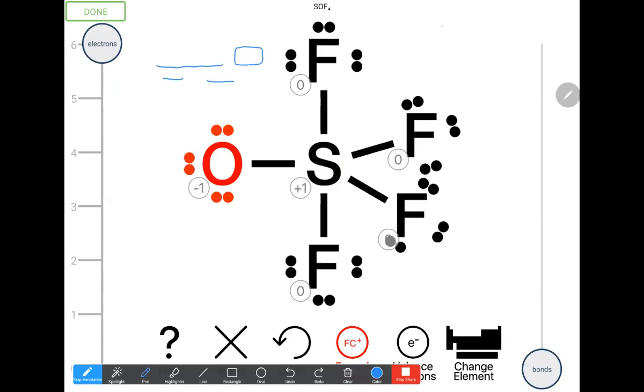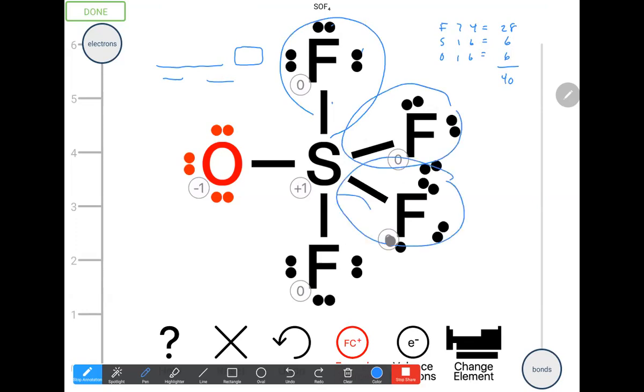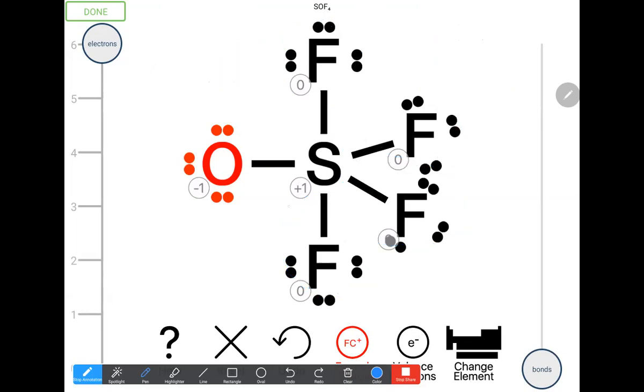We've got 4 fluorines, which bring 7 each, and there's 4 of them. That's 28. Sulfur, there's 1. So what, 34, 40. So we've got 4 groups of 8, which is 32, plus 2, 4, 6, 8, so 40. So we're at 40. But we see that we still have a +1 and a -1. Can we get rid of that?